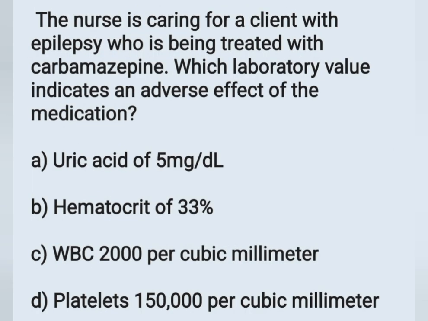And the next question is, the nurse is caring for a client with epilepsy who is being treated with carbamazepine. Which laboratory value indicates an adverse effect of the medication? Options, option A uric acid of 5 mg per deciliter, option B hematocrit of 33%, option C WBC 2000 per cubic millimeter, option D platelet 1.5 lakh per cubic millimeter.